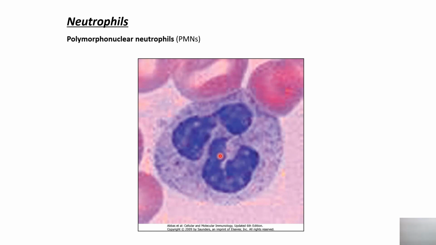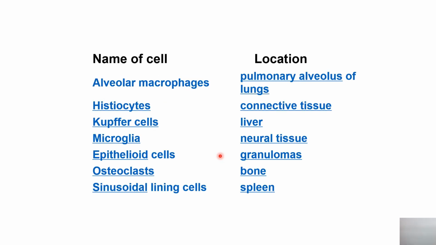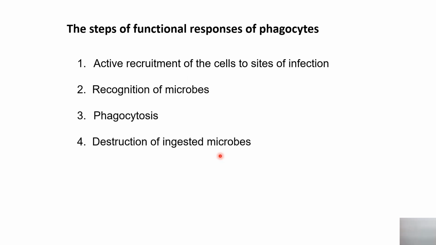So this is polymorphonuclear neutrophils, PMNs. These are the most abundant population of circulating leukocytes. They mediate the earliest phase of inflammatory responses. The macrophages are the dominant effector cells of the later stages of the innate immune response. They play a central role in both innate and adaptive immune responses. The functional responses to pathogens are active recruitment of the cells to sites of infection, recognition of microbes, phagocytosis, and destruction of ingested microbes.